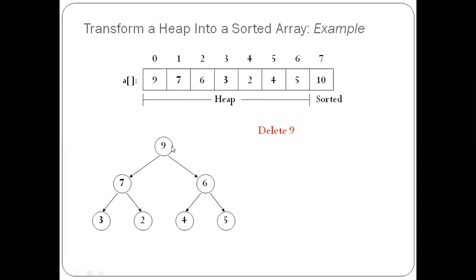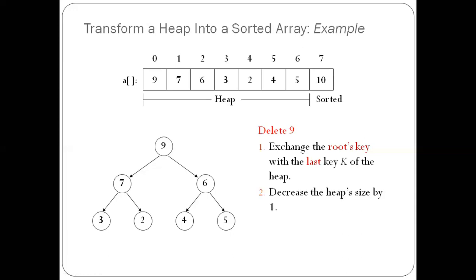Again, what is the next procedure? Delete 9. I should delete 9 from this. So how can I delete 9? Again, the same procedure. What is the first step? Exchange the root key with the last element in the heap. That is 5. So 5 and 9 will be exchanging. Next, 9 should be deleted.